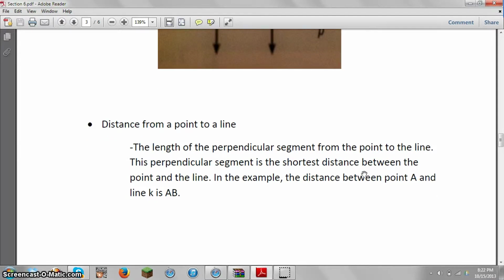Distance from a point to a line is the length of the perpendicular segment from the point to the line. It's pretty self-explanatory. This perpendicular segment is the shortest distance between the point and the line.